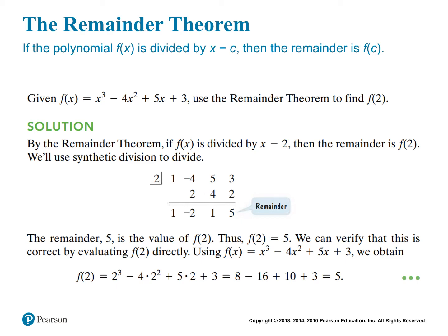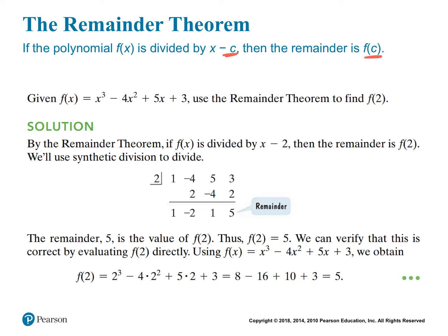We're going to do part 2 of 3.3 now, and this talks about the remainder theorem. So it's saying if the polynomial f of x is divided by x minus c, then the remainder is f of c. So you can see that those are repeated. So given this function, use the remainder theorem to find f of 2.